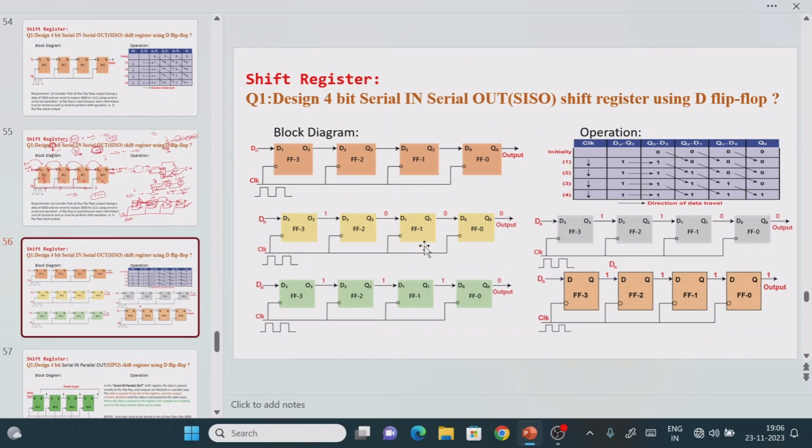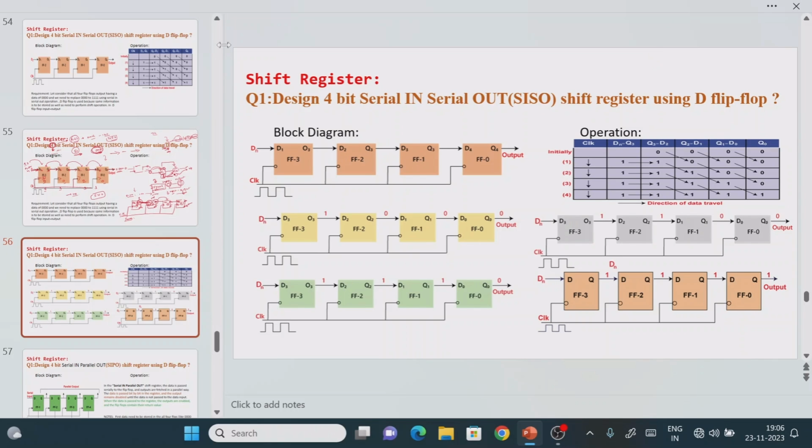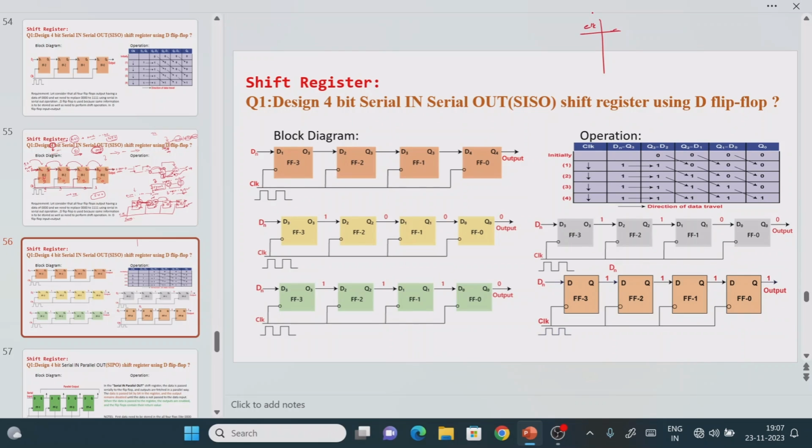So what is the first count value we have? The first count value before applying the clock pulse is 0. It means that initially, before applying the clock pulse, we consider what value is stored in the flip-flop. The value stored in the flip-flop is 0, 0, 0, 0.